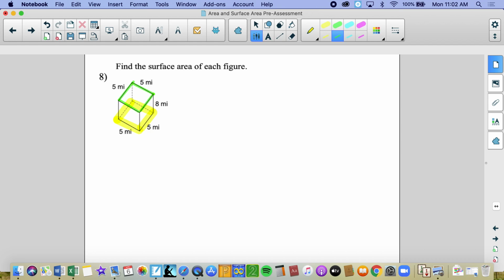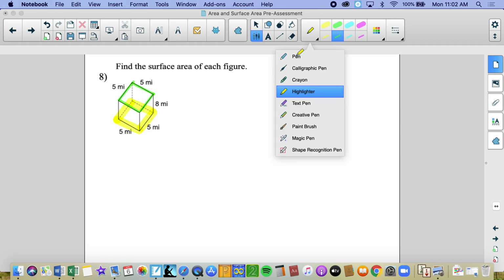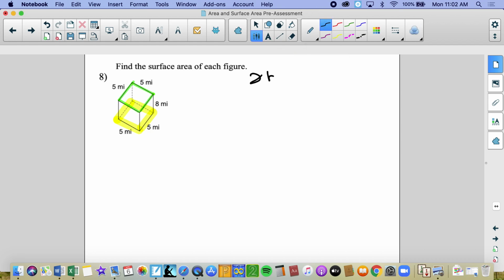So since it's a 2-base figure, we know that it's a prism. And then we look to see what the shape of the base is. Well, the shape of the base is a square. So this would be considered a square prism.